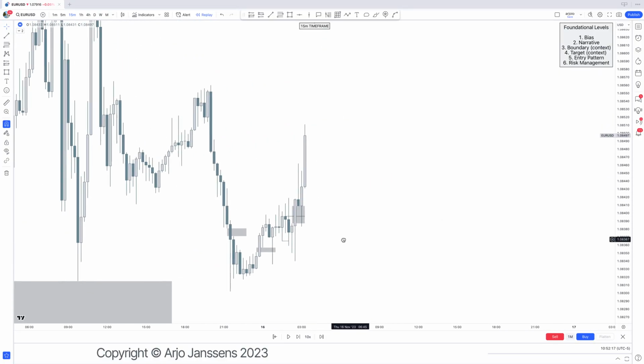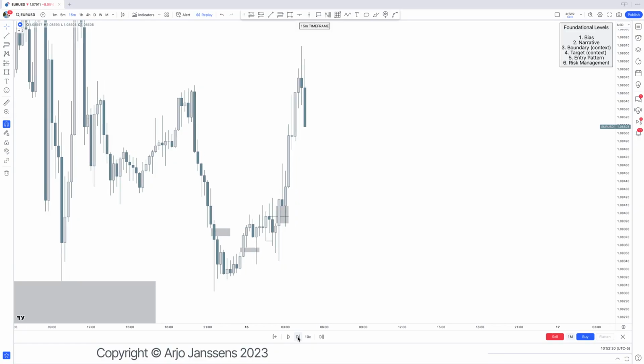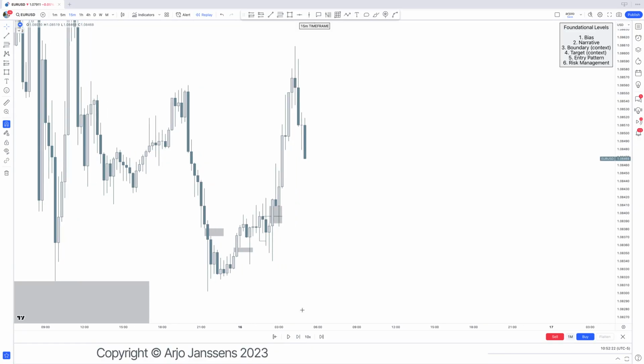So here, what do we actually do? Because right now, what would you do if we want to follow price action? So if we want to take another entry, we can take another entry.